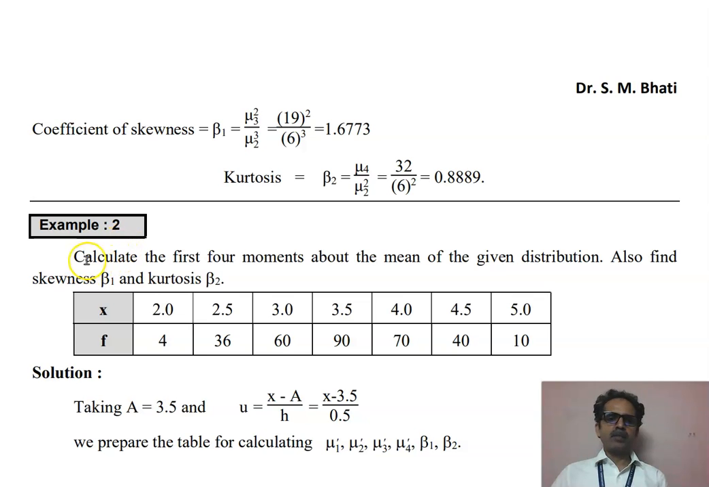So here is the second example. Calculate the first 4 moments about the mean of the given distribution. Also find skewness beta 1 and kurtosis beta 2. So we are given this table.